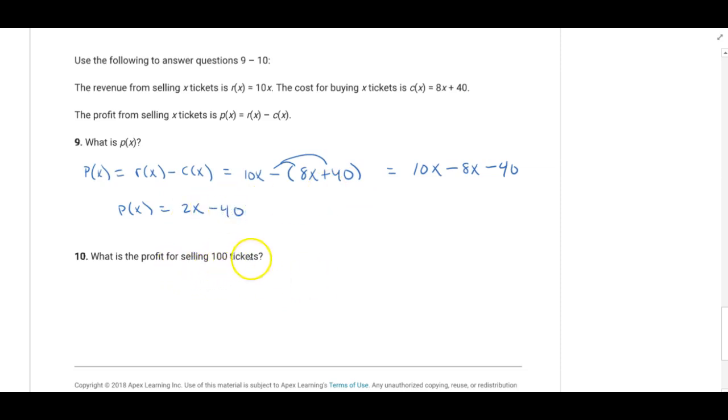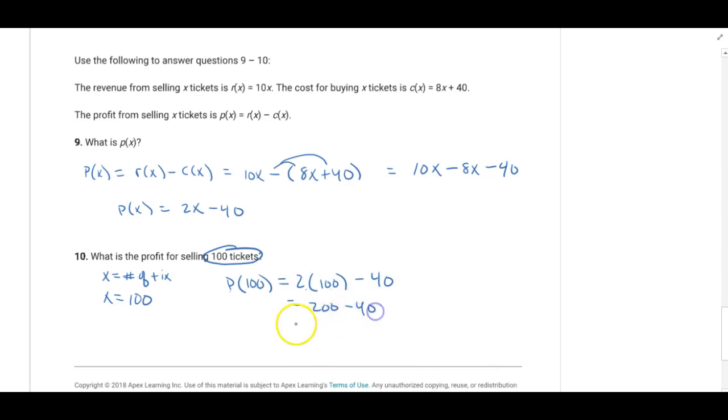So what is the profit for selling 100 tickets? Well, you got to remember, when they're giving you 100 tickets, if X equals the number of tickets, then X is 100, and all I have to do is evaluate that function when X is 100. So P of 100 would be 2 times 100 minus 40. 2 times 100 is 200 minus 40, which is $160 would be the profit.